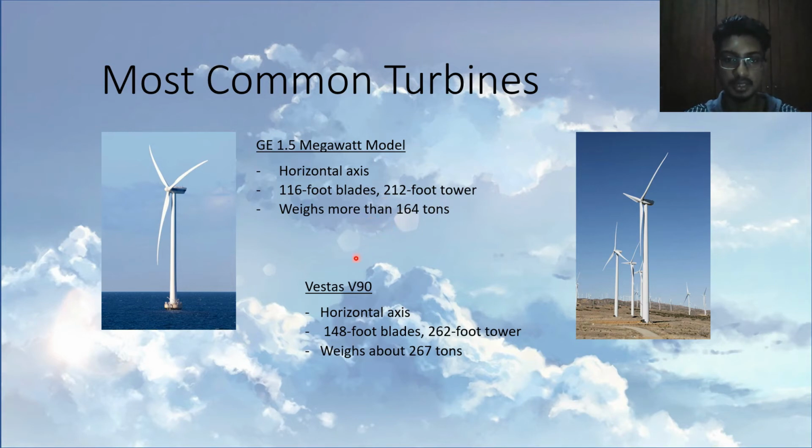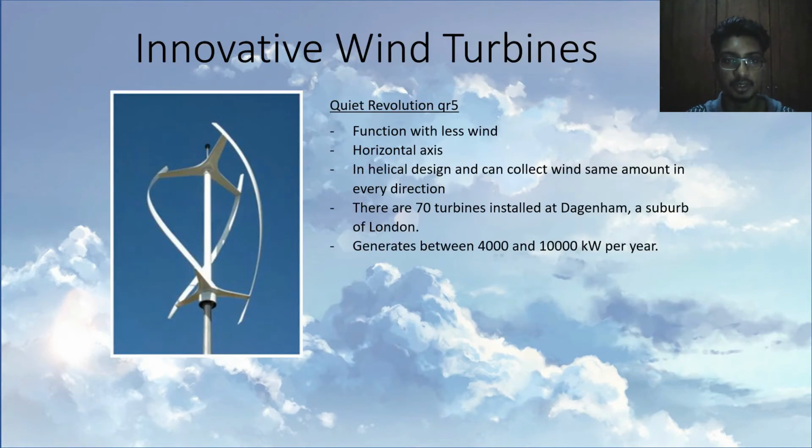And second is the Vestas V90, and it is a horizontal axis turbine, and it has 148 foot blades and also a 262 foot tower, the height of the tower, and it weighs about 267 tons. Okay, next we are going to see the innovative wind turbines. So the first innovative wind turbine is the Quiet Revolution QR5.